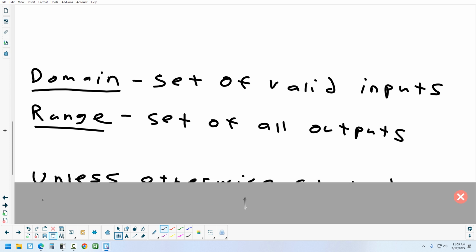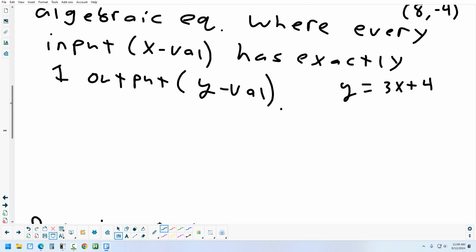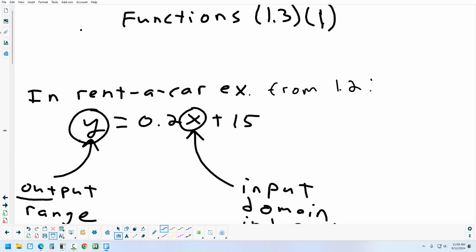Now, when you're dealing with a word problem, you have to use a little bit of common sense, because there are sometimes numbers that wouldn't make sense. Right? When we had the formula for the cost to rent the car, algebraically, you could plug in any number for x. You could plug in negative 76.5 if you wanted, and you will get an answer. The problem is it doesn't make sense in the word problem.